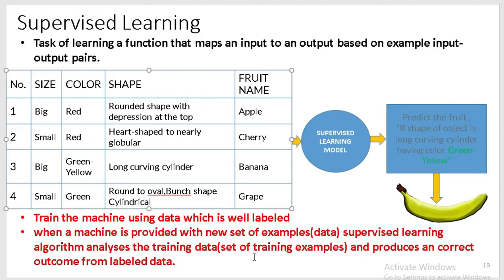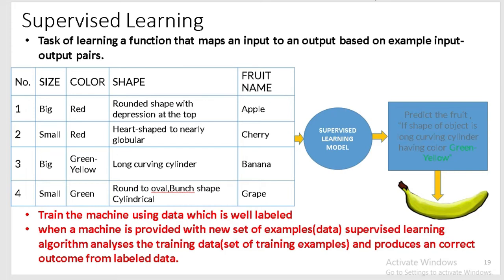So what has happened here? The machine is trained using well labeled data. Now when a machine is provided with a new set of example data, that is, if the object is long curving cylindrical having color green yellow, the supervised learning algorithm analyzes the training data, the set of training examples that is there in the table, and produces a correct outcome from this labeled data. What is the correct outcome? It is a banana. So in simple words, we can say that supervised learning is a method in which we teach the machine using labeled data.